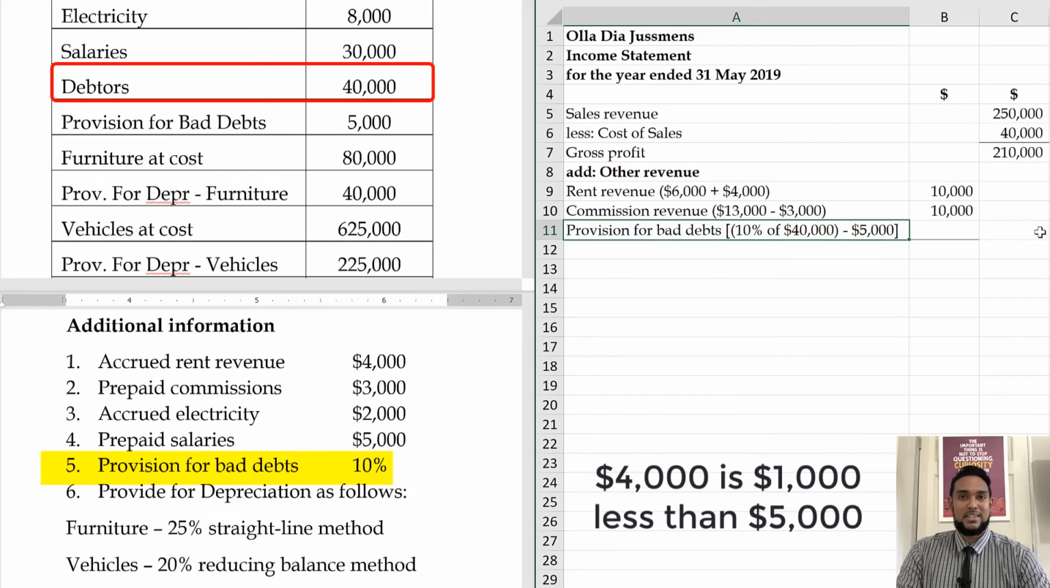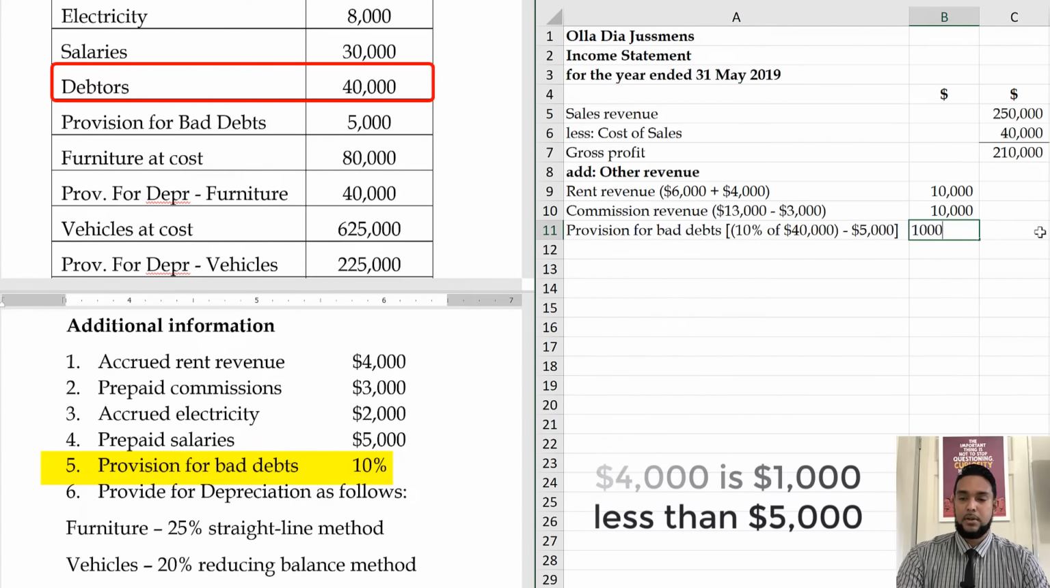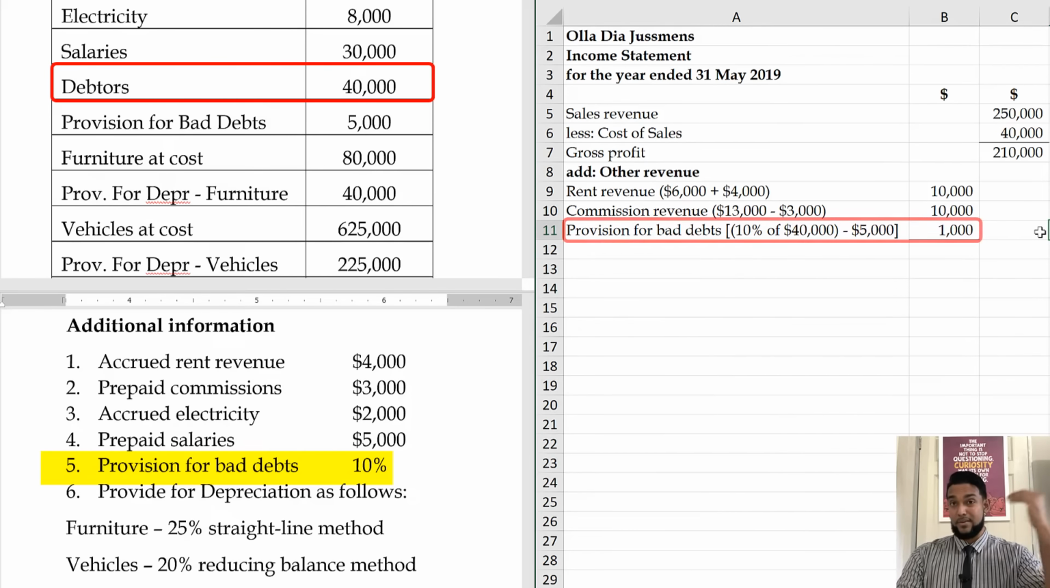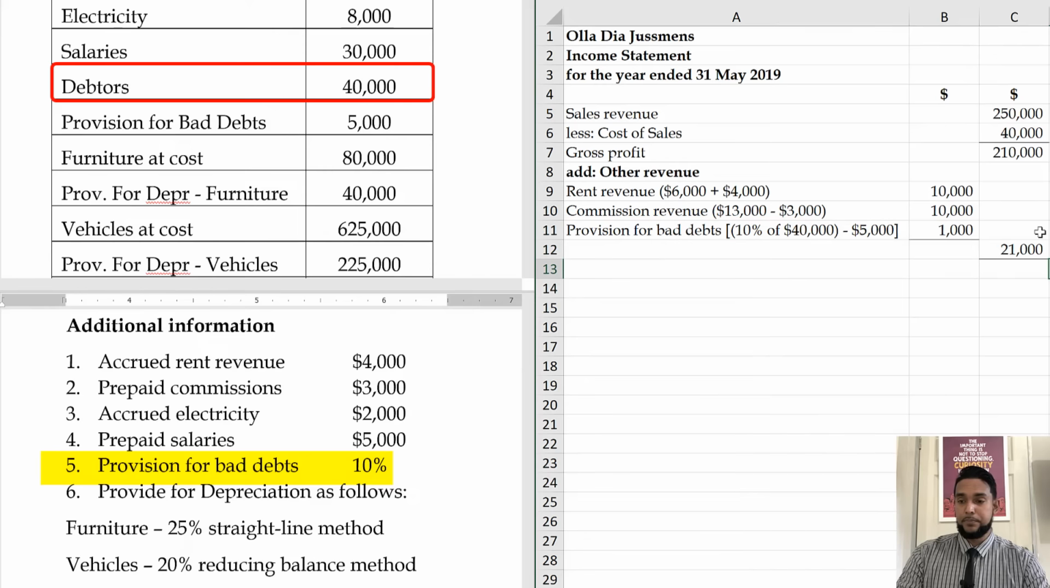4,000 is 1,000 less than 5,000, which means we have to put that 1,000 up in the other revenue section. That'll give us total other revenue of 21,000.